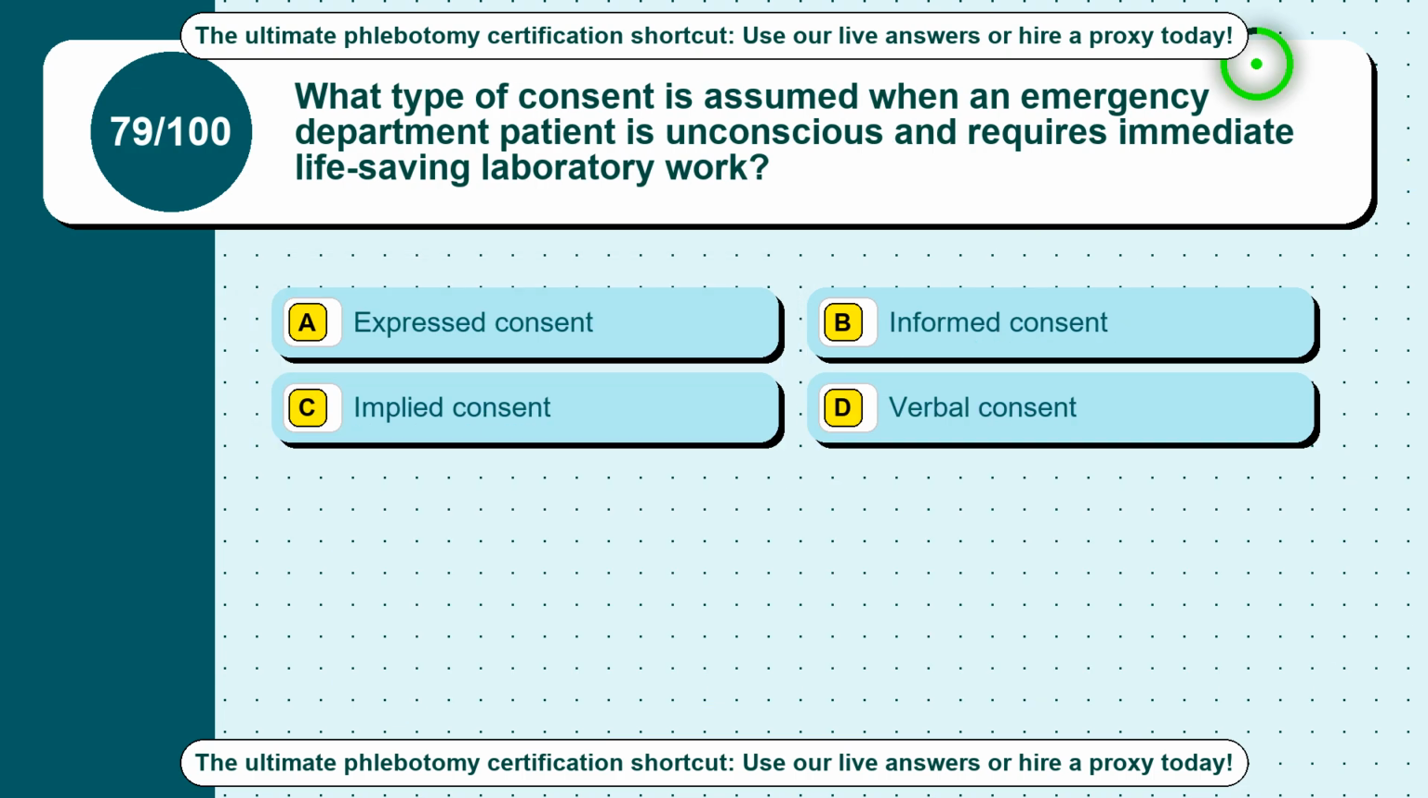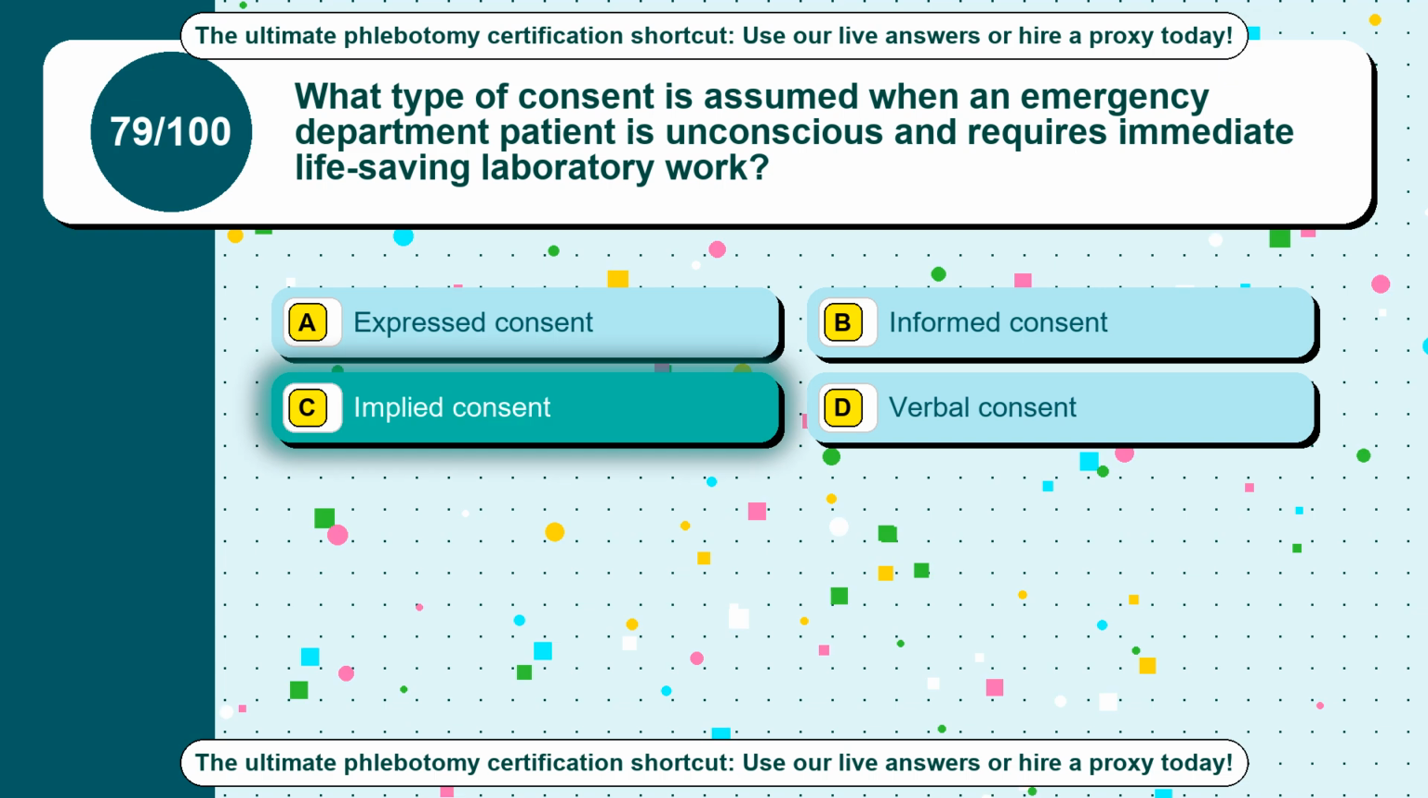Question 79. What type of consent is assumed when an emergency department patient is unconscious and requires immediate life-saving laboratory work? Option A. Expressed consent. Option B. Informed consent. Option C. Implied consent. Option D. Verbal consent. The correct answer is option C.